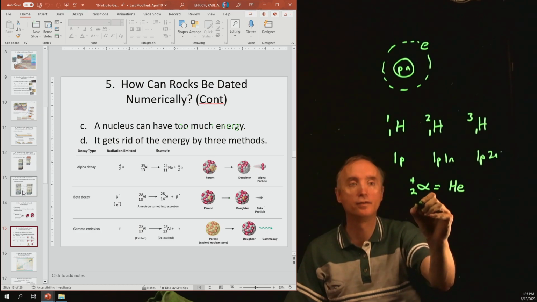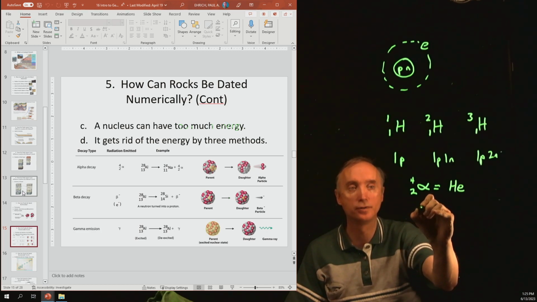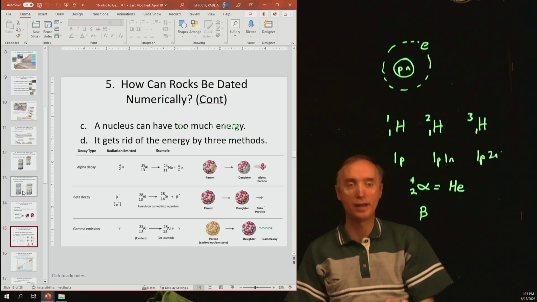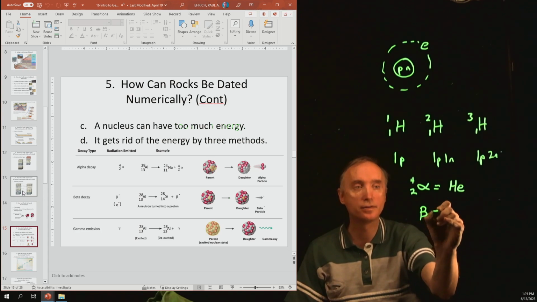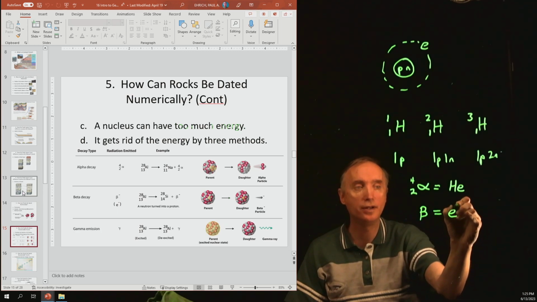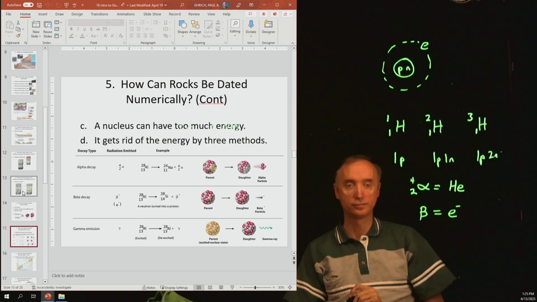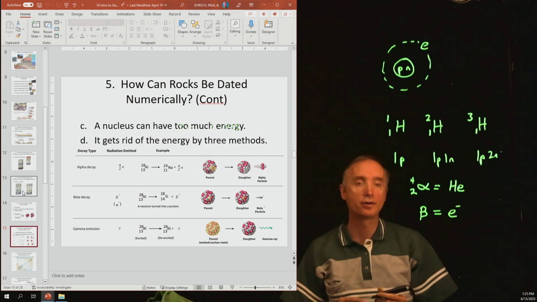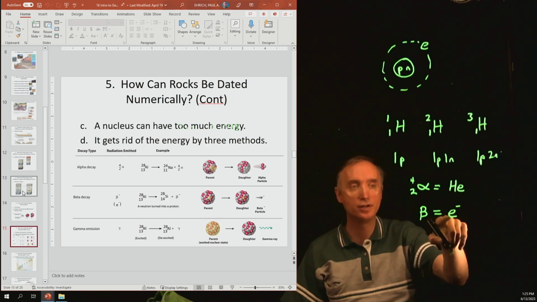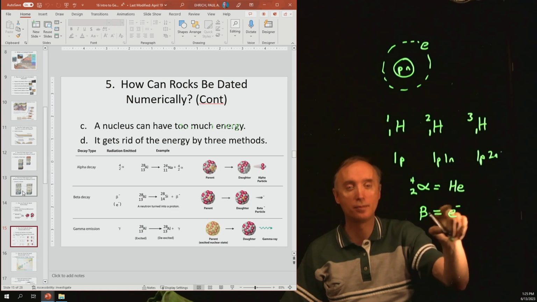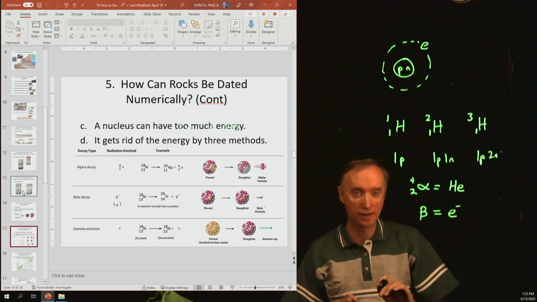Another thing it can give off is a beta particle. That's the Greek letter beta. And it is an ordinary electron. Now there's another kind of beta particle called the beta plus, which is an electron, but it's got a positive charge, so let's not worry about that.